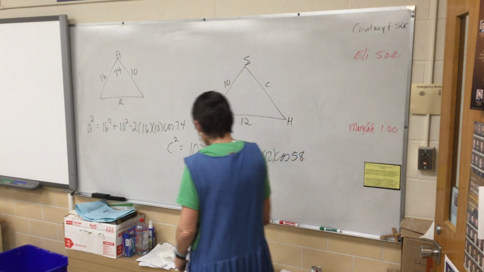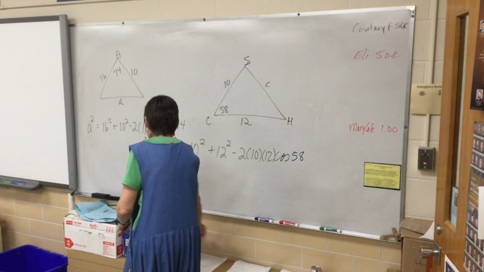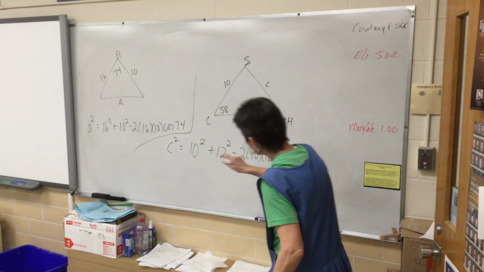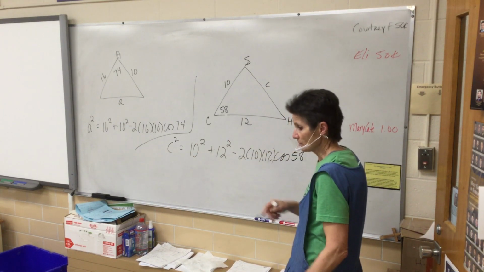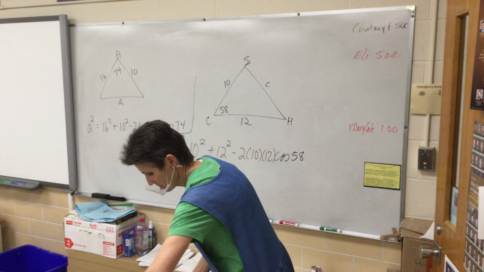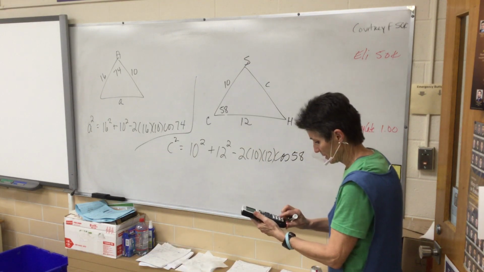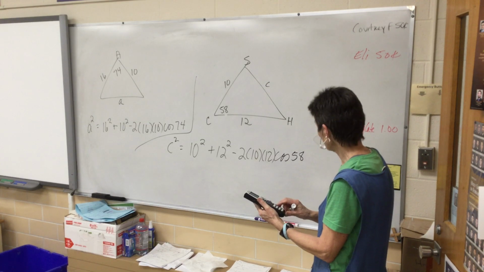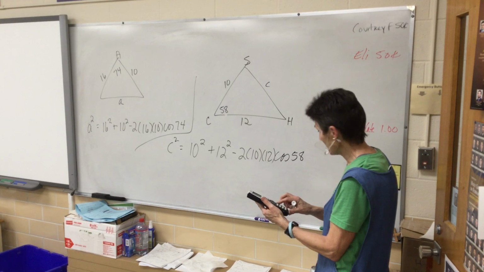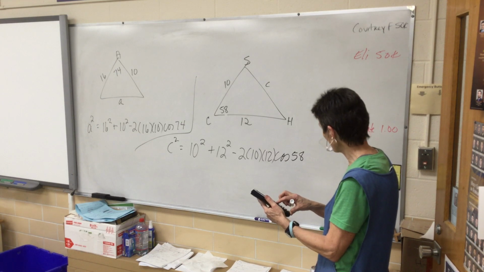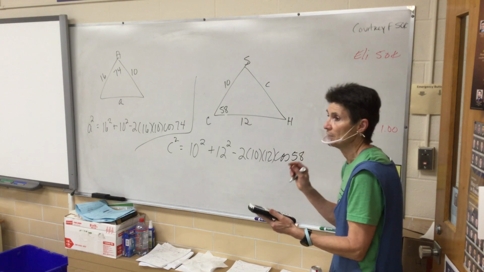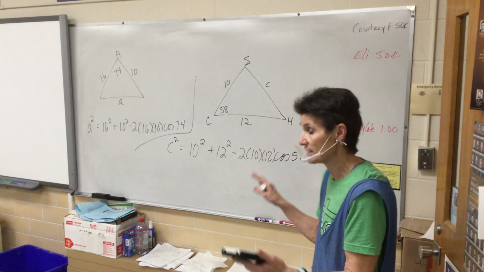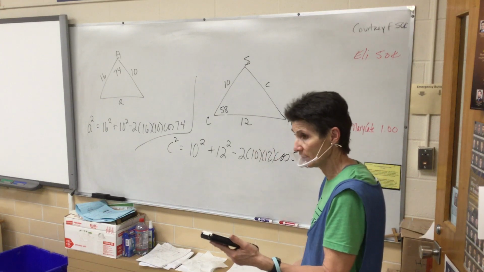Now, the good news is, back to our problem here, that was just an extra. The good news is your variable's out there all by itself, so you can just type it in. So 10 squared plus 12 squared minus 2 times 10 times 12 times cosine 58 equals. Notice I didn't put any parentheses in, I didn't hit any equals, I didn't stop, I didn't move down, I just typed it all in.